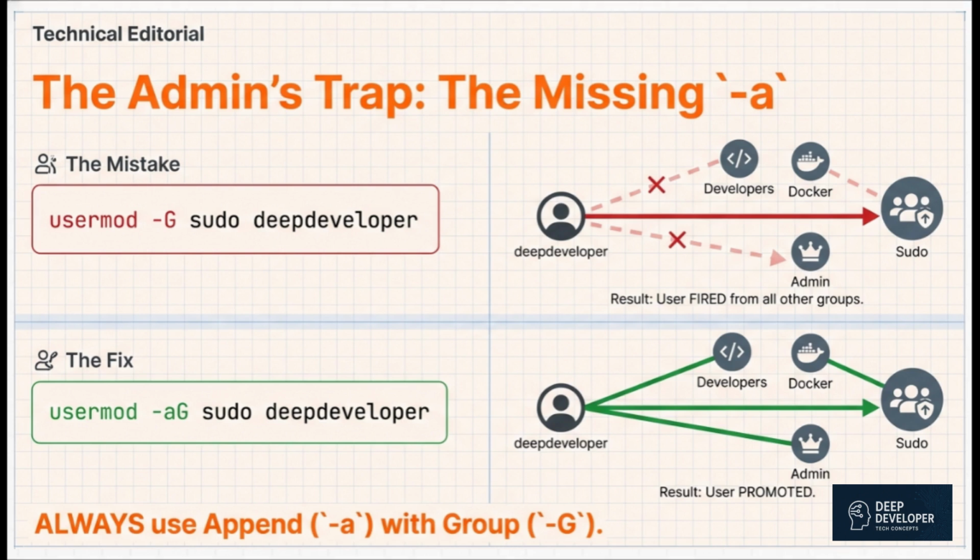So what's the right way? The safe way? You have to use -aG. The a stands for append, and that's the key. -aG adds the new group without touching any of their existing ones.